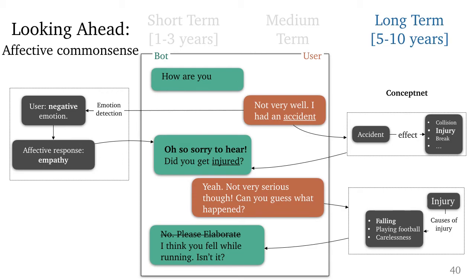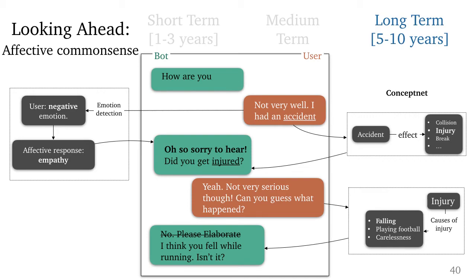Then a full-fledged system should do something like this. For example, a personalized affective dialogue system should have such capabilities: the bot says, how are you? And the user says, not very well, I had an accident. Then the bot should identify the term accident and find its effect, collision, like how did that accident happen, or did you get injured in the accident? Then the bot should also understand the emotion of the sentence and generate an empathetic response. So sorry to hear, did you get injured? And if the user replies, yeah, not very serious though, can you guess what happened?